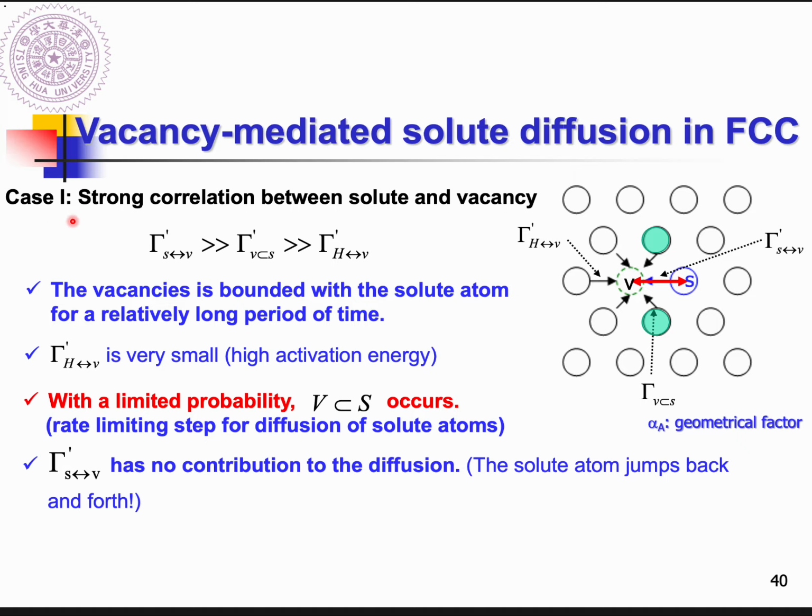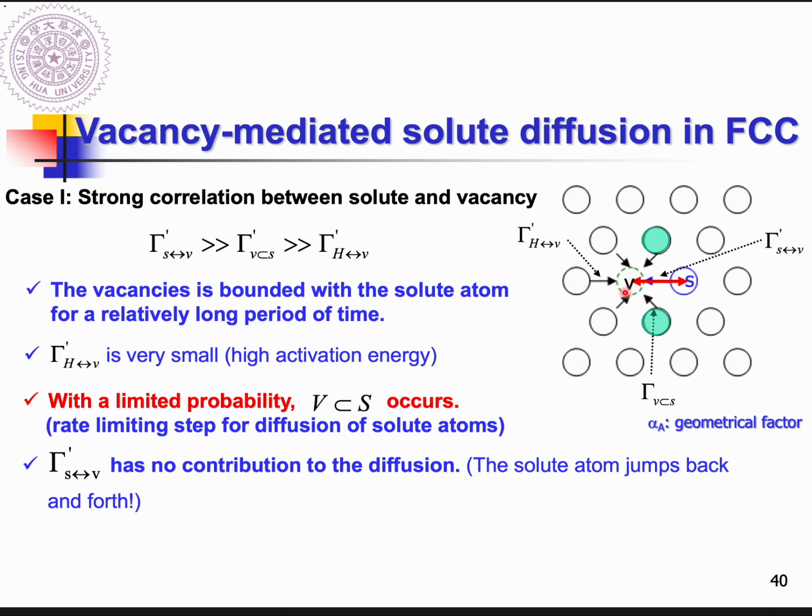The first one, case one, is that we have a strong correlation between the solute and the vacancy, meaning they always switch or exchange location. So gamma prime SV is much larger than gamma prime of the host atom surrounding the solute jumping into the vacancy. Then the slowest one will be the host atom jumping into the vacancy.